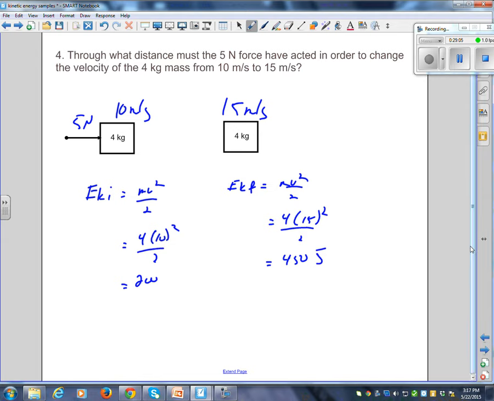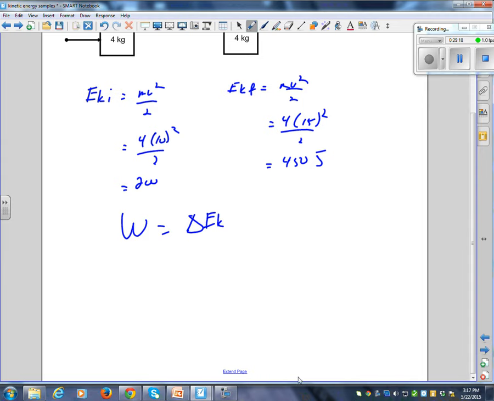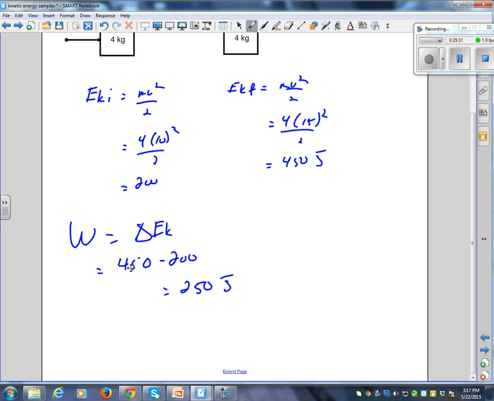So if I did have 200 joules of kinetic energy and I now have 450 joules of kinetic energy, my work done is the change in kinetic energy, which is 450 minus 200. I did 250 joules of work. And how did I do that 250 joules of work? I did it by applying a force of 5 newtons through what distance?